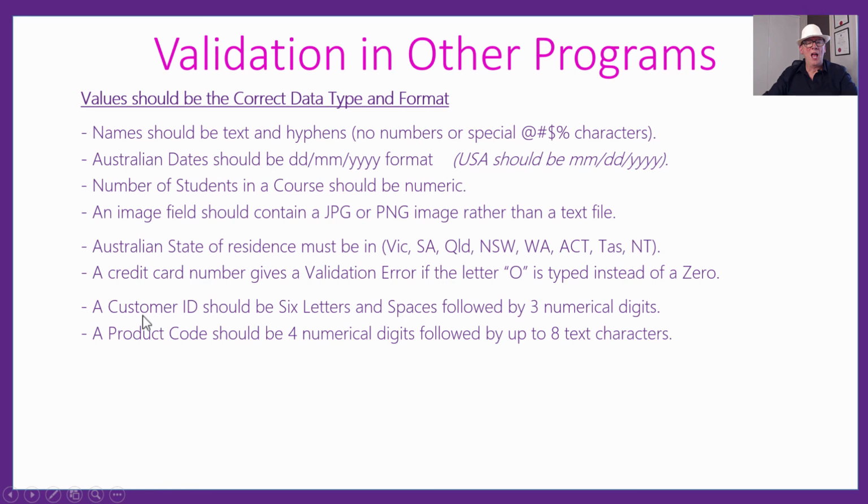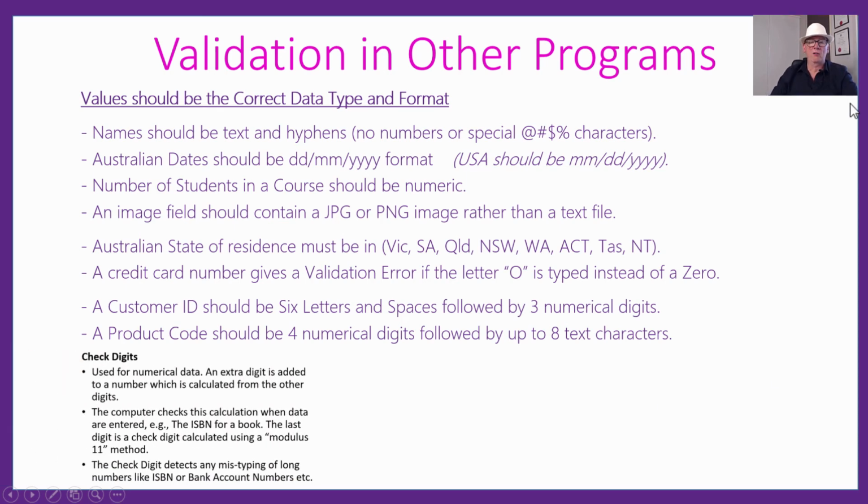And these other ones, like a customer ID, they're supposed to do 6 letters, or if something's only 3 letters for the customer, fill it with spaces. And then on the end, have 3 numerical digits. Or maybe a product code should be 4 numerical digits followed by 8 text characters.